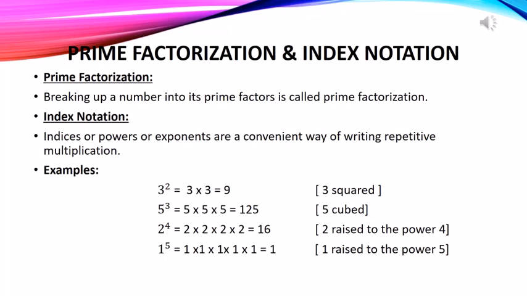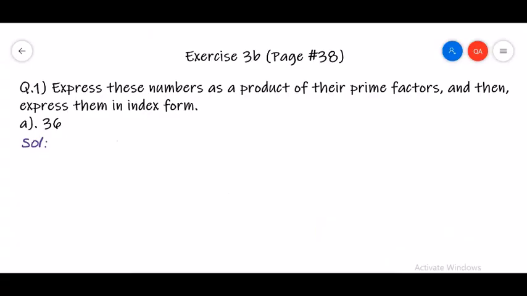Similarly, in the prime factors of 16, 2 is multiplied 4 times. So its index notation will be 2 raised to the power 4. If 1 is multiplied 5 times, its index notation will be 1 raised to the power 5.